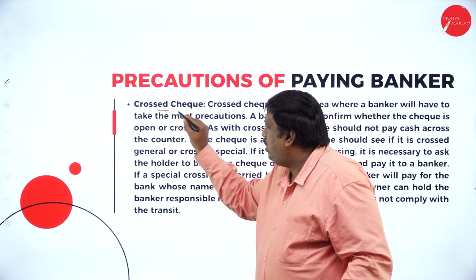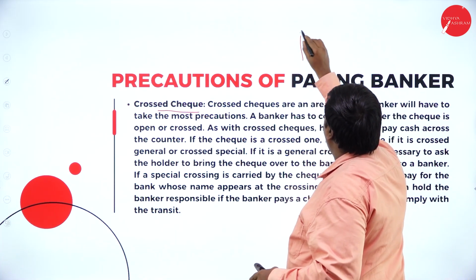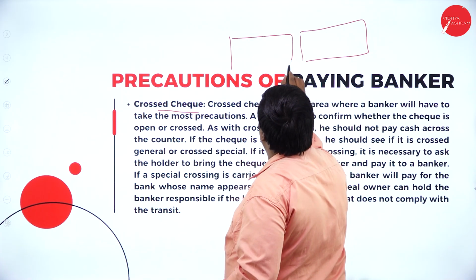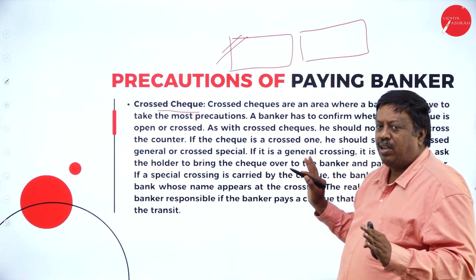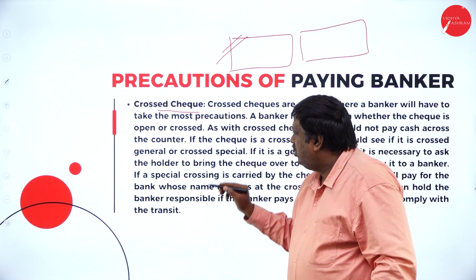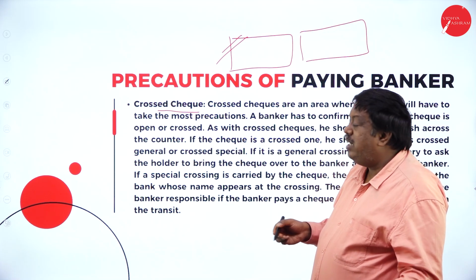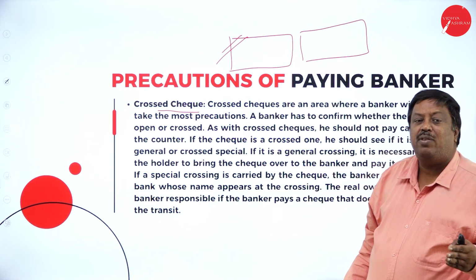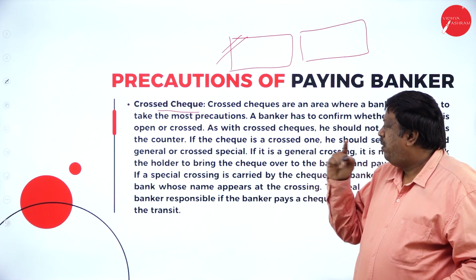So the first duty of the paying banker is to check the check he has received. Two types of checks are there. So if it is a crossed check or an open check, he has to see that. If it is a crossed check, then he has to see what type of crossing they have made there. And then he has to verify thoroughly, and then he has to make the payment to the person who has presented the check for payment.